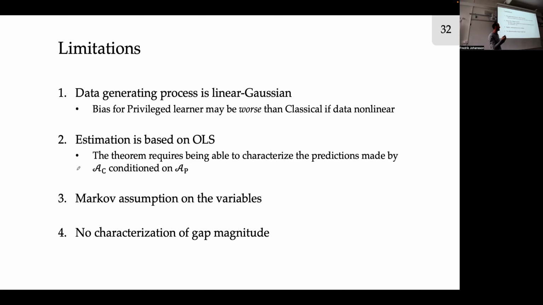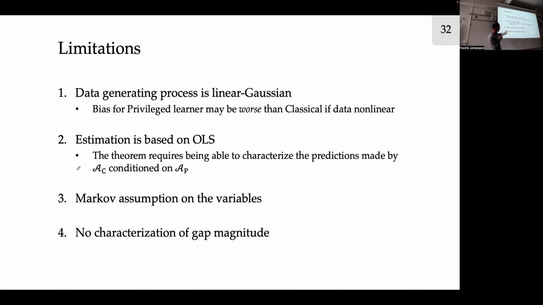So it's hard to generalize because we can't just have a risk minimizer. We actually need one where we can characterize the predictions made by the classical learner conditioned on what the privileged learner would have done. So it's a kind of niche situation. We have a Markov assumption on the variables. I don't think we actually need that. We just need a DAG, a directed acyclic graph on the variables, and we need to know what is a parent of what. I think that the generalization follows.